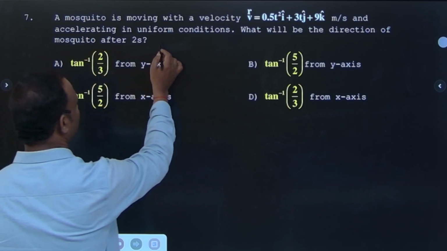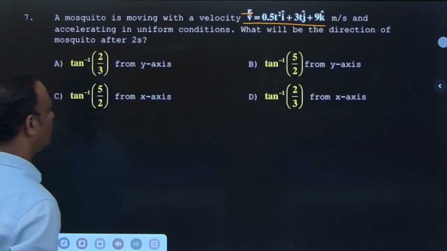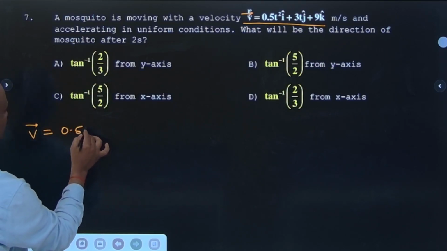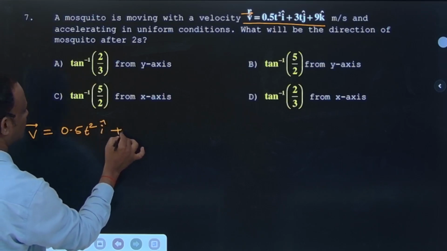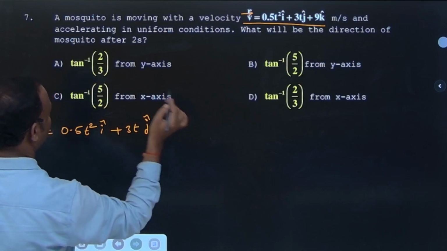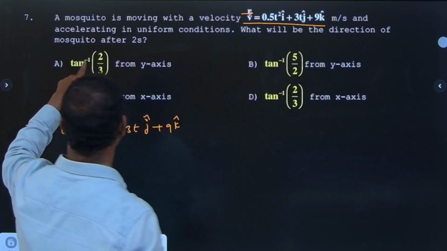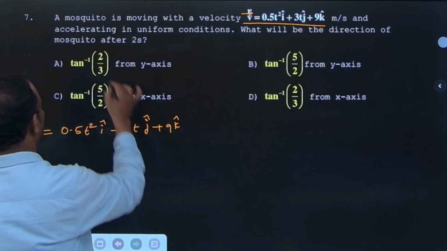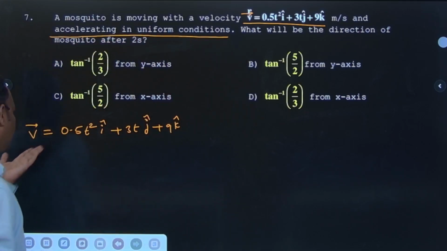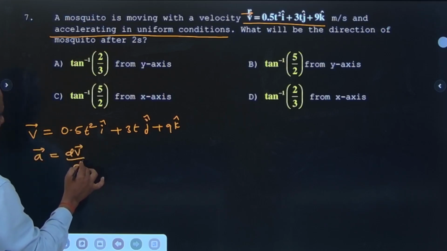A mosquito is moving with a velocity. This velocity V bar is given. Velocity V bar is equal to 0.5 t square i cap plus 3t j cap plus 9 k cap, meter per second, and accelerating in uniform conditions. What will be the direction of the mosquito after 2 seconds? Acceleration with uniform conditions, differentiate. So this is velocity, so I need to go for acceleration. Acceleration is equal to what? dv bar by dt.